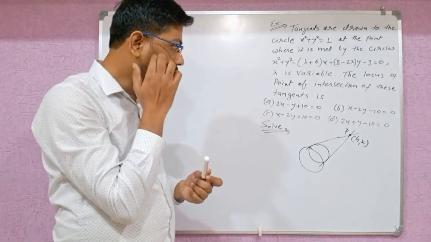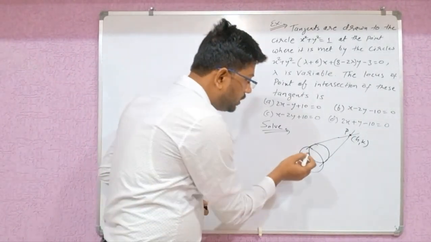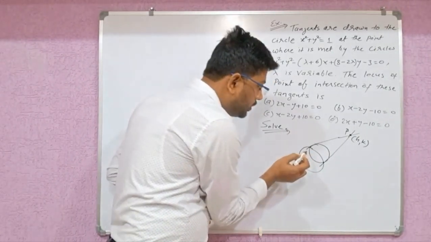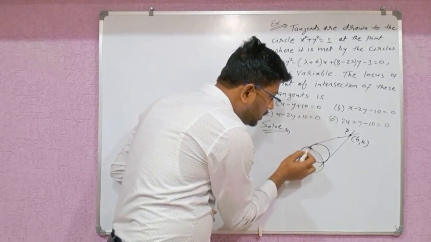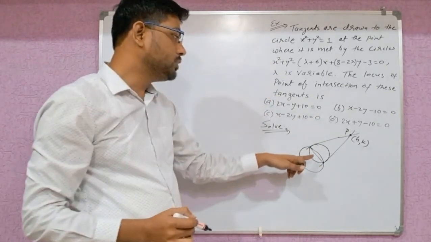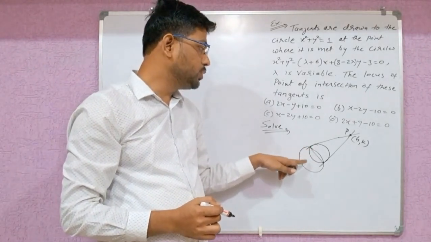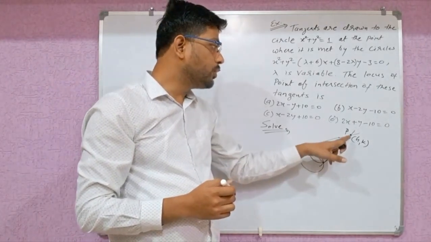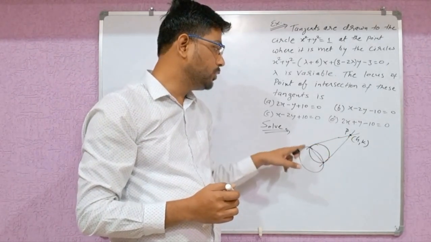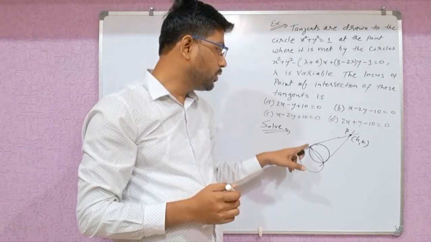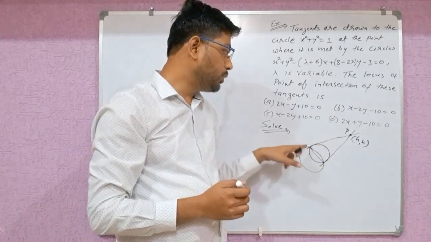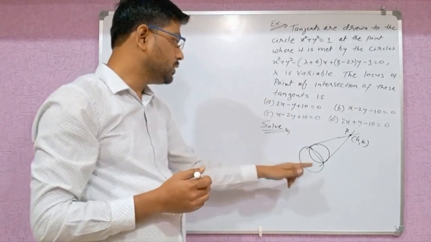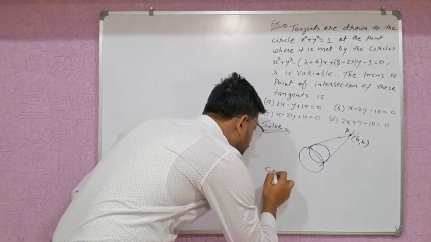See here, where these two circles are intersecting, if I join these intersection points, this will be the common chord of these two circles. Also, this will be the chord of contact for this point corresponding to this circle. So this is the chord of contact for this point corresponding to this circle, and this is also the common chord of these two circles.